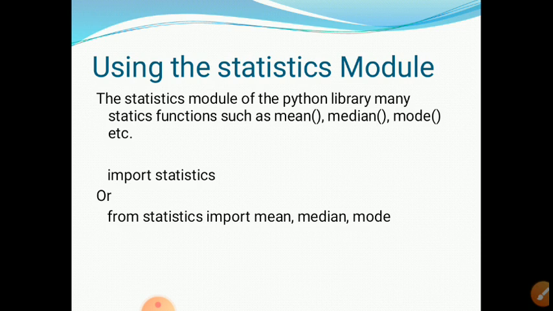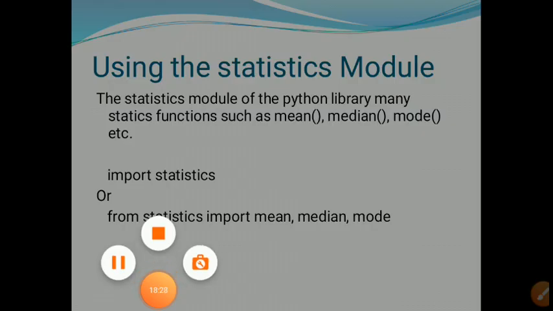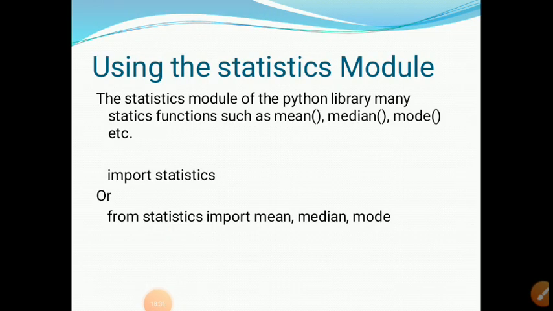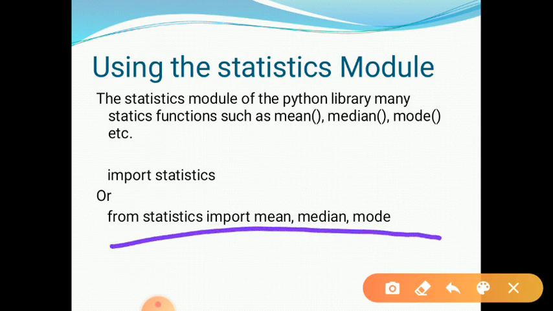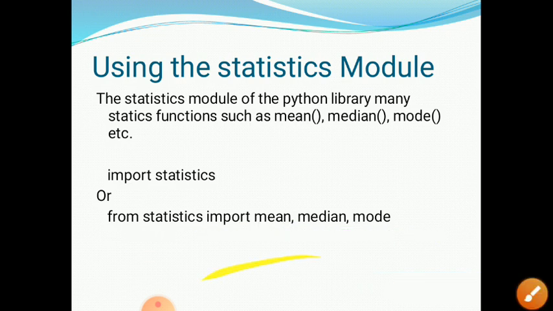Now the next library is the statistics module. The statistics module of the Python library has many statistical functions such as mean, median and mode. If we want to access these functions, we import the statistics library, or the second way to access them is from statistics import mean, mode and median. It means we specify the function names mean, mode and median from the statistics library.